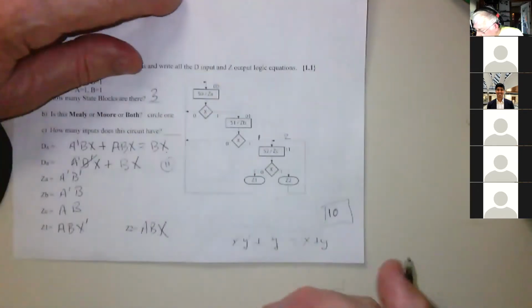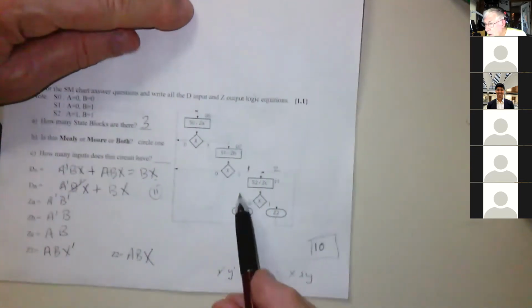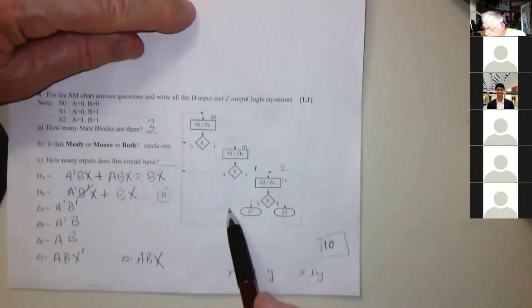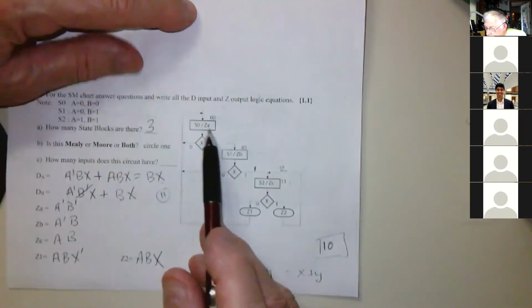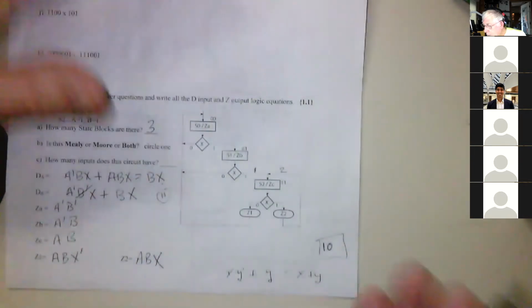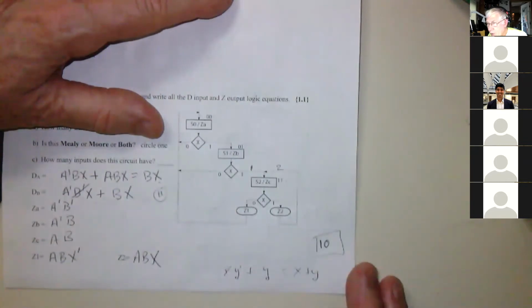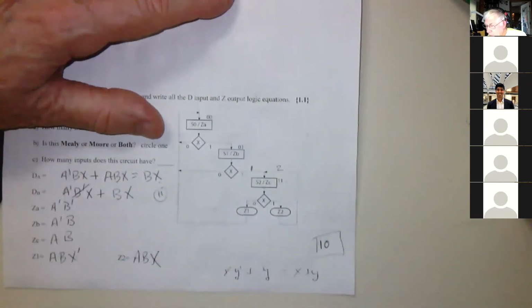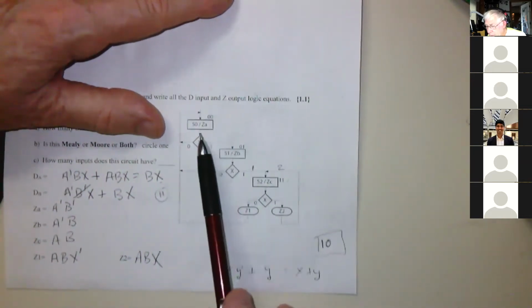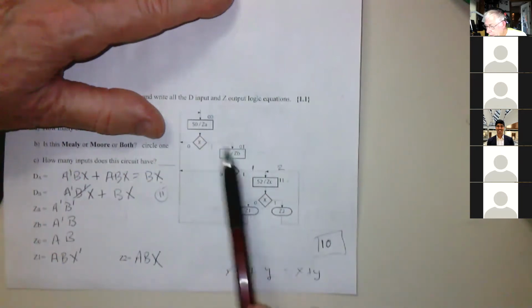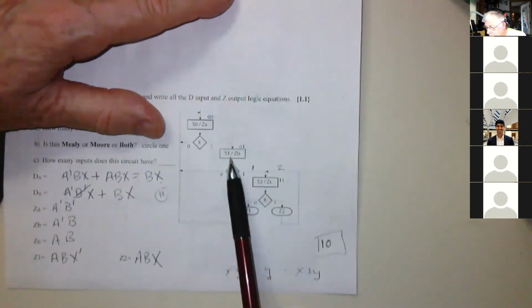So let's say we have an SM chart like this, and we already have defined. So first off, how many blocks do you see on this? How many blocks are there in this SM chart? 3. That's right. And you always know that because every block has to have a state box. Doesn't have to have anything else, but it has to have a state box.